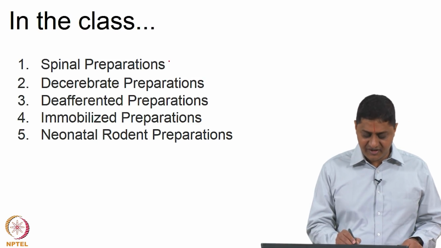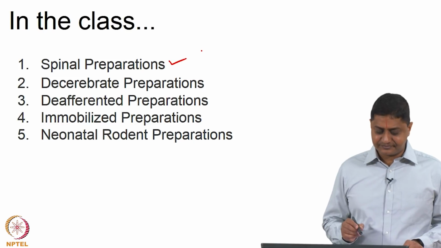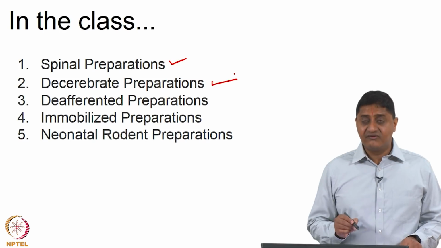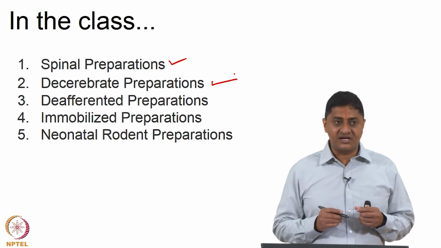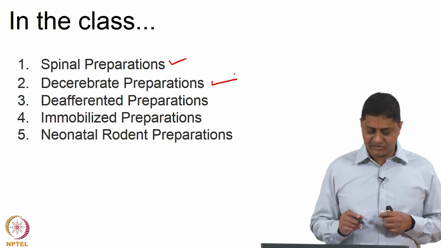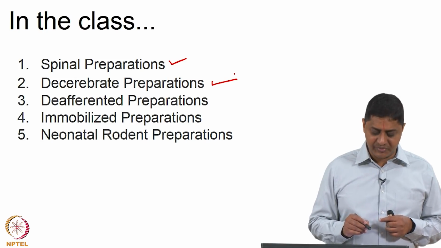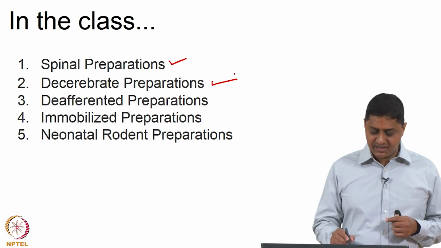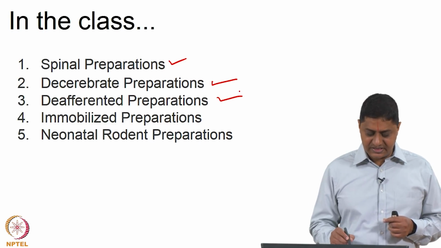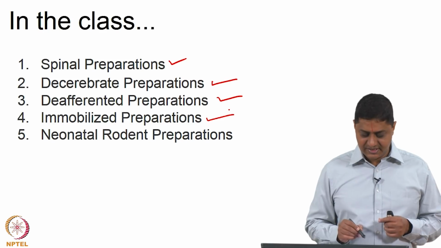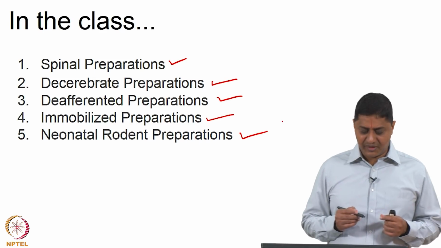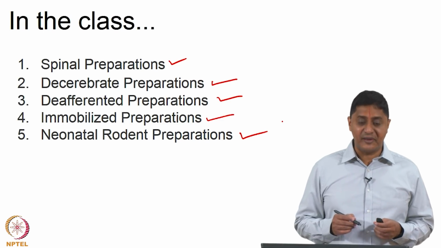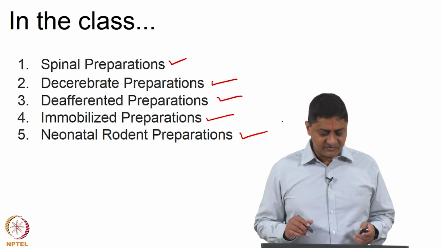First is the case of spinal preparation, and there is a case where the transection is happening above the level of the spinal cord. This is called a decerebrate preparation. We discussed this briefly in the previous class, we will discuss it in some detail in today's class. And deafferented preparations, immobilized preparations, the other one that is popular these days is the neonatal rodent preparations. Neonatal means a baby. We will continue to discuss this.